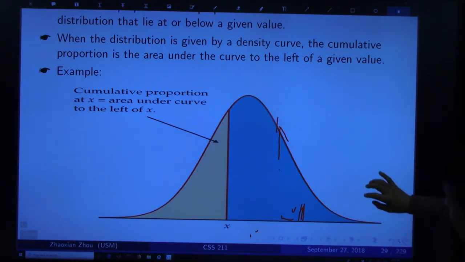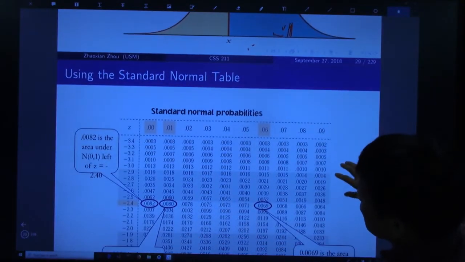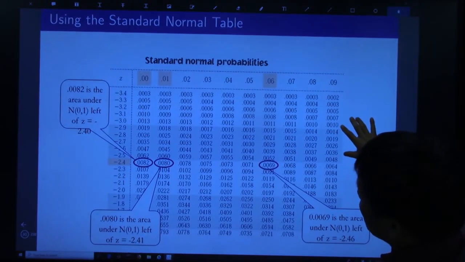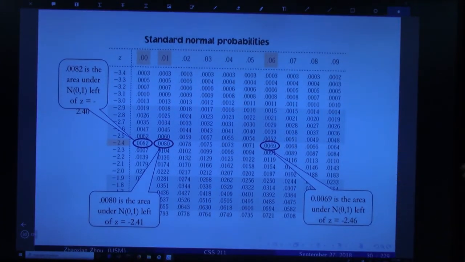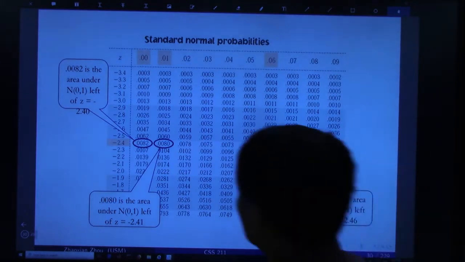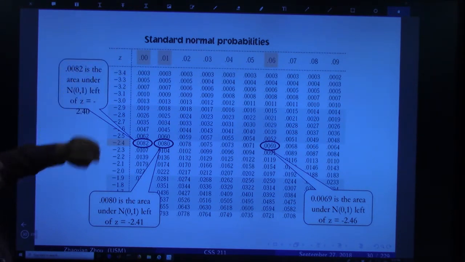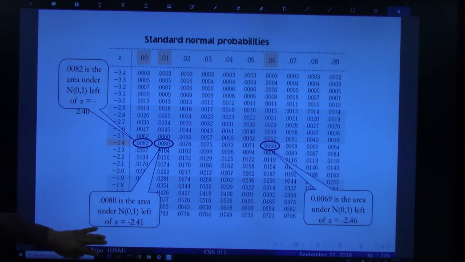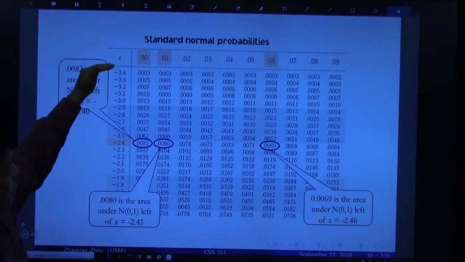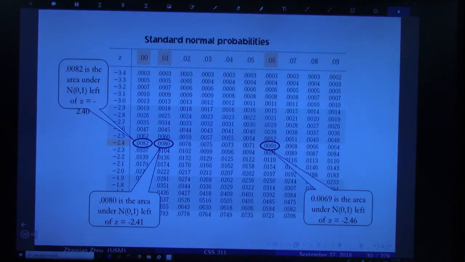The table A at the back of the textbook is given like this, and here we show how to use this table. Z is the z-score. On the left-hand side we have some numbers, the leftmost column, and on the top we have some numbers. This column and this row combined together give us the z value.